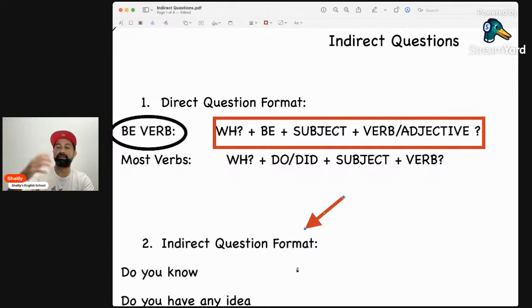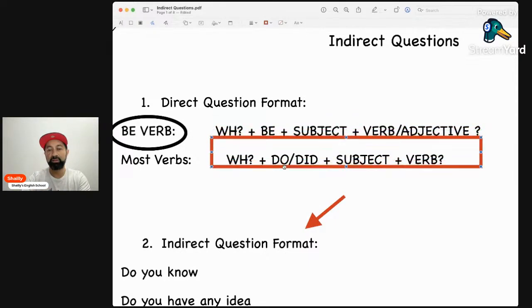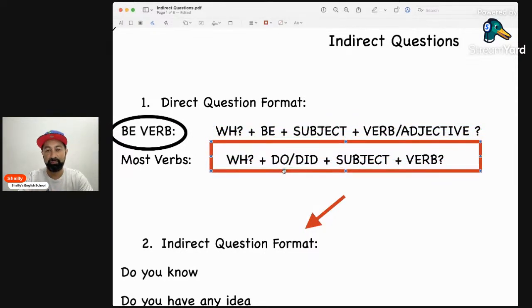Next, if it's a different verb, if we're not using the be verb, then we are going to use this pattern. Again, we start with a WH question word. Next, we'll have do, does, or did. Next, we'll have the subject, and then we have a verb. In most cases, the bottom pattern is what we usually use. It's only when we use the be verb that we use the top pattern.